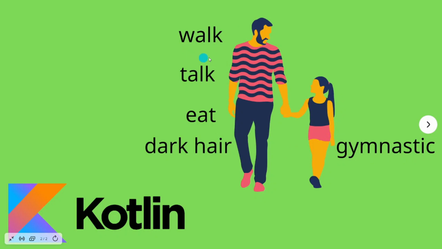The father can walk and talk and eat, and also he has dark hair. So his daughter will inherit all his features, like the daughter can walk, talk, eat, and she also has dark hair, but she has an additional feature, she is a gymnast. So this is basically inheritance.